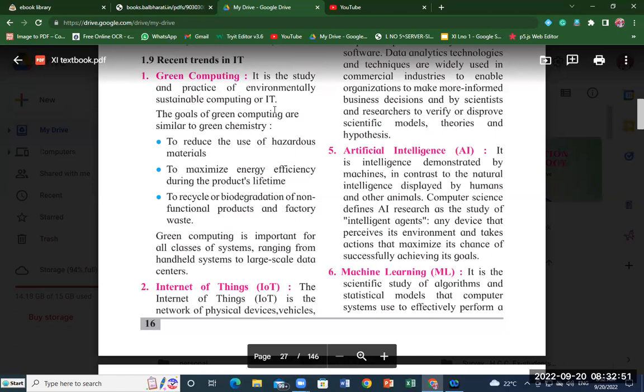They lie in the environment. Are they degradable or not? What will happen to them? All those things are the study of green computing. The goals of green computing are similar to green chemistry.